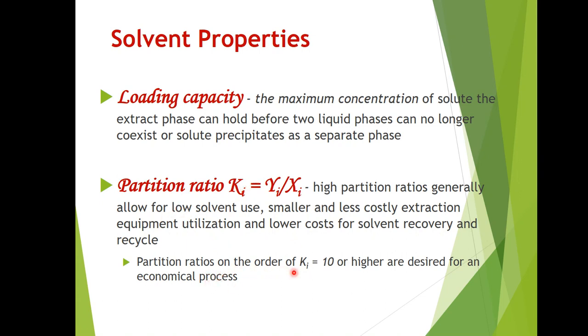Now, partition ratios on the order of 10 or higher are desired for an economical process. If in distillation it is suggested that relative volatility should be greater than 1 so that it would be easy to separate components in the feed, in extraction it is desired that the value of the partition ratio is 10 or higher. That way, it would be economical to separate the solvent from the component of interest, the component that was extracted from the feed, later on. So 10 is anyway a multiple of 1.